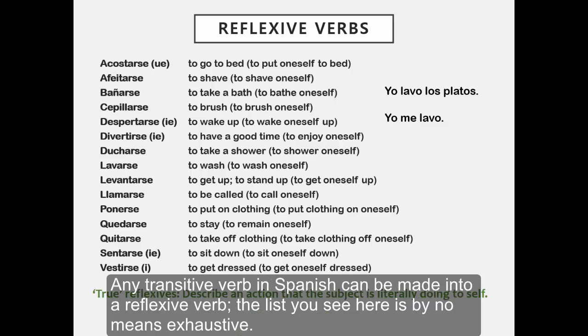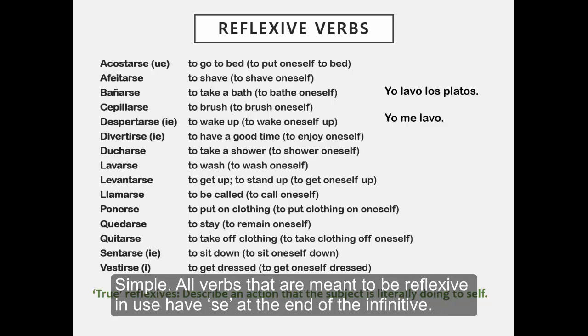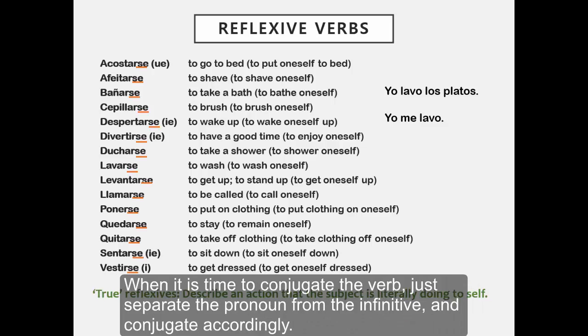Any transitive verb in Spanish can be made into a reflexive verb. The list you see here is by no means exhaustive. So, how do you know if a verb is reflexive? As you learn it and as you look it up in the dictionary. Simple. All verbs that are meant to be reflexive in use have se at the end of the infinitive. When it is time to conjugate the verb, just separate the pronoun from the infinitive and conjugate accordingly.